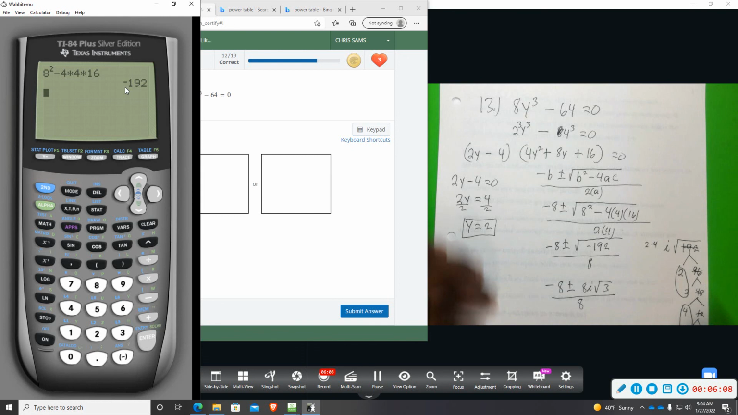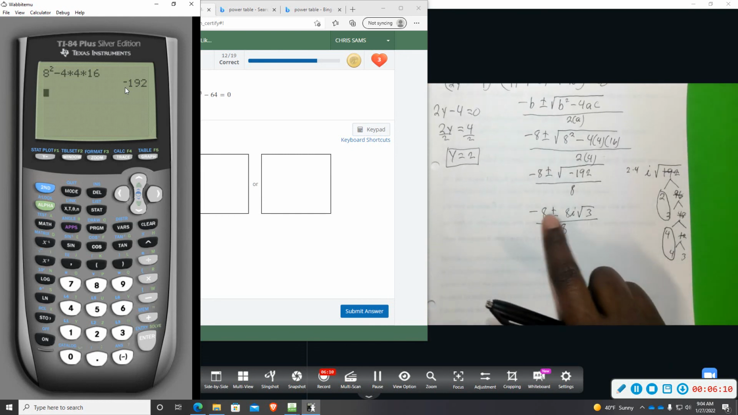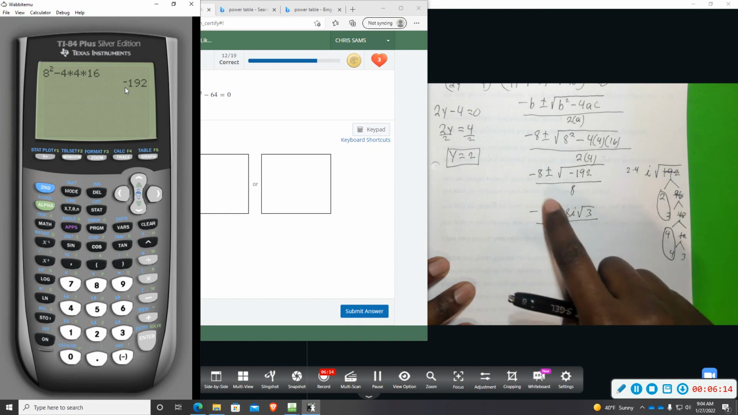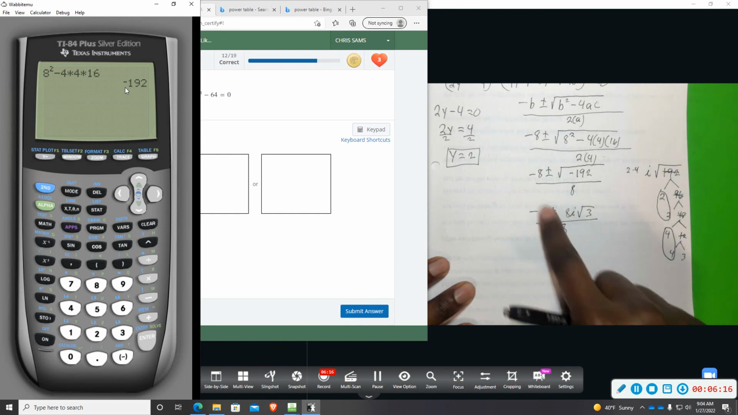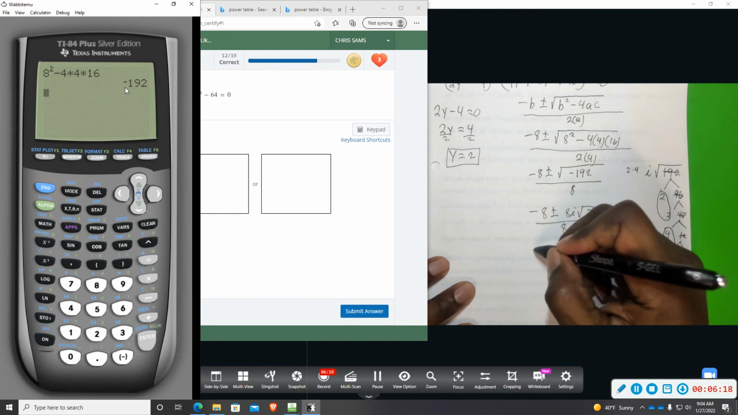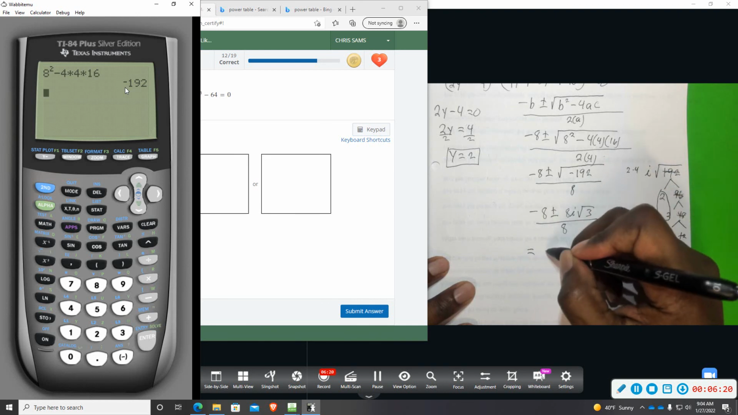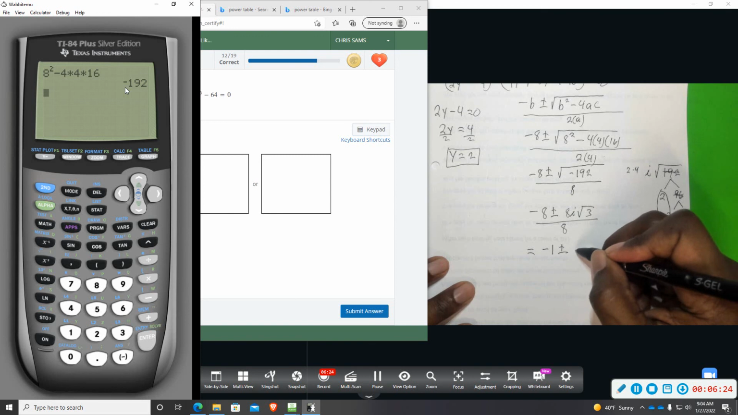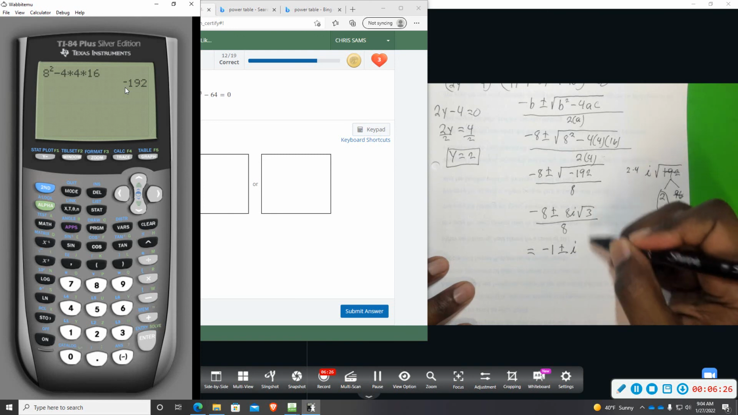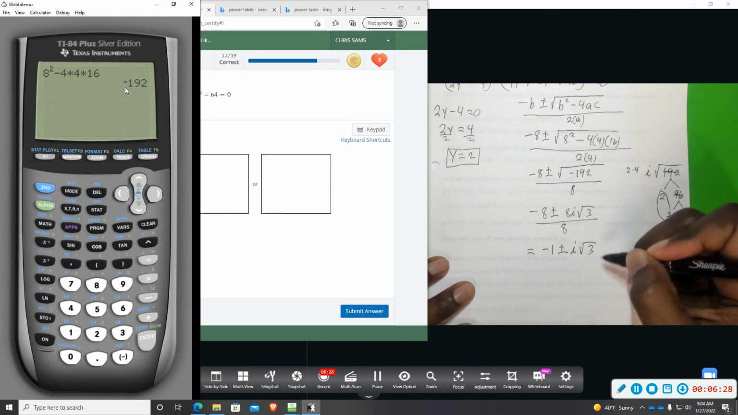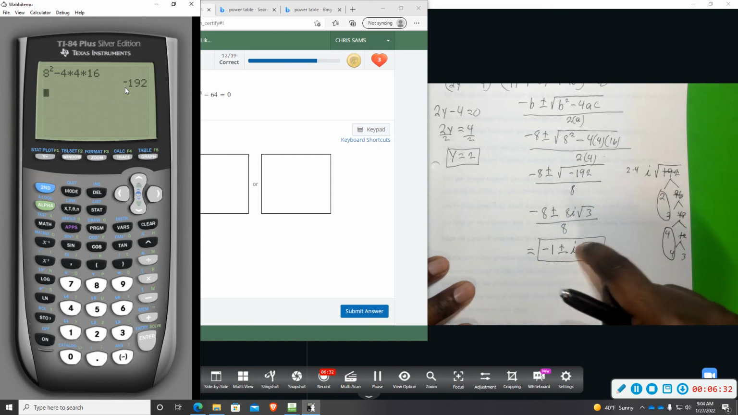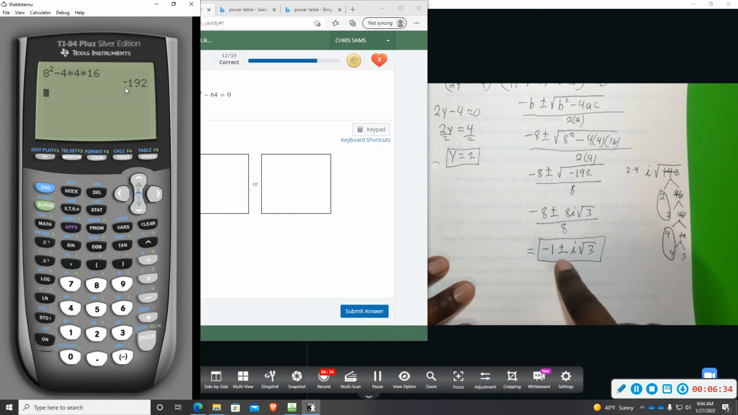And then all 3 of these terms are divisible by 8. They all have to be, because the top is being divided by 8. So since we can divide them all by 8, we can simplify further. Divide by 8, that will give us a negative 1, plus or minus, divide by 8, that's just i square root of 3. So this is the lowest terms. Negative 1 plus i square root of 3, and negative 1 minus i square root of 3.